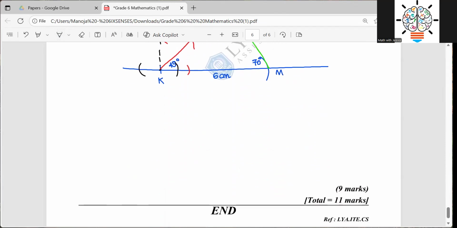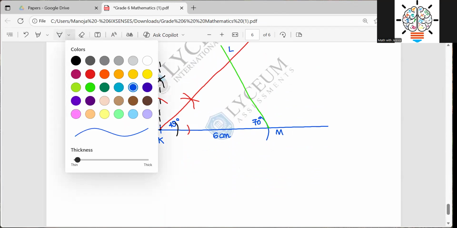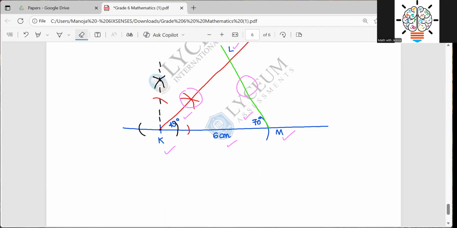You just see the 9 marks, right? The 9 marks, normally you get like this. So 1, 2, 3. Then for this, 4, 5. Then the 6, 7, 8, and 9 like this. They check everything, right? So you don't want to miss any of the steps when you are doing it.